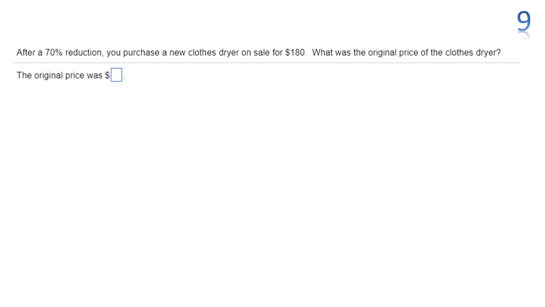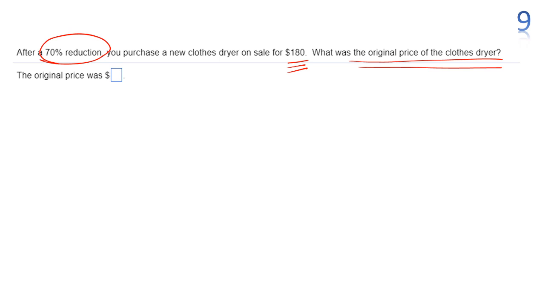Now here's another word problem that everybody needs to know because it deals with you, the consumer. Here we have a 70% off. It's a reduction. And you're going to purchase a new clothes dryer for $180. So that's a big discount. The question is, what is the original price of the clothes dryer?